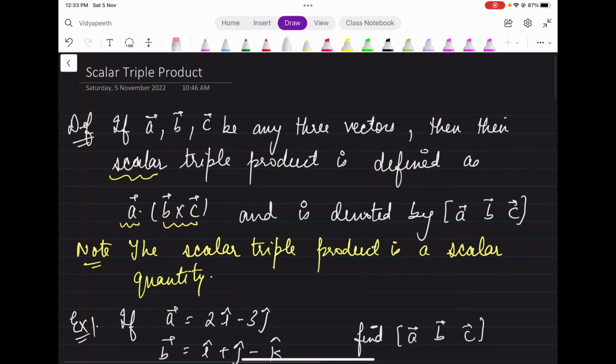Now in the upcoming class we will explore a few more properties corresponding to the scalar triple product, and then we'll move to some very important and interesting questions.